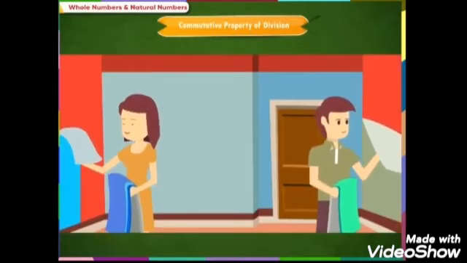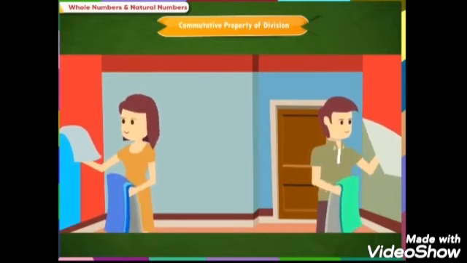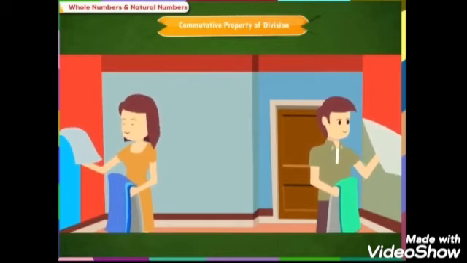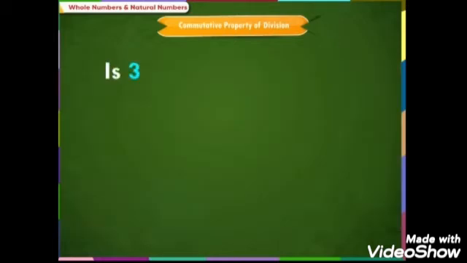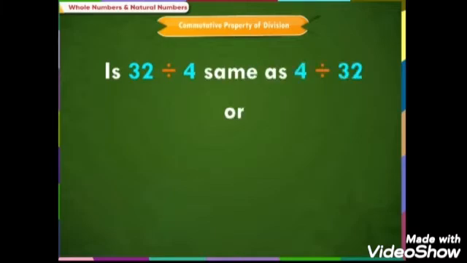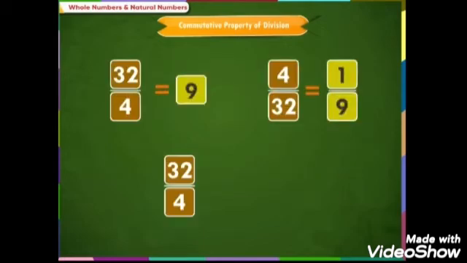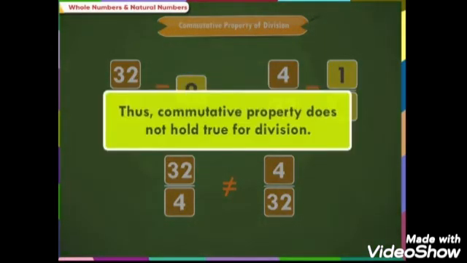Commutative property of division. Now, let us see. Prabha and Manoj want to put 32 wallpapers equally in 4 walls. How many wallpapers should they put in each wall? Will the result of the division remain same if they change the order of the numbers? As we see, the results differ as the order of the numbers is changed. Therefore, we say that commutative property does not hold true for division.